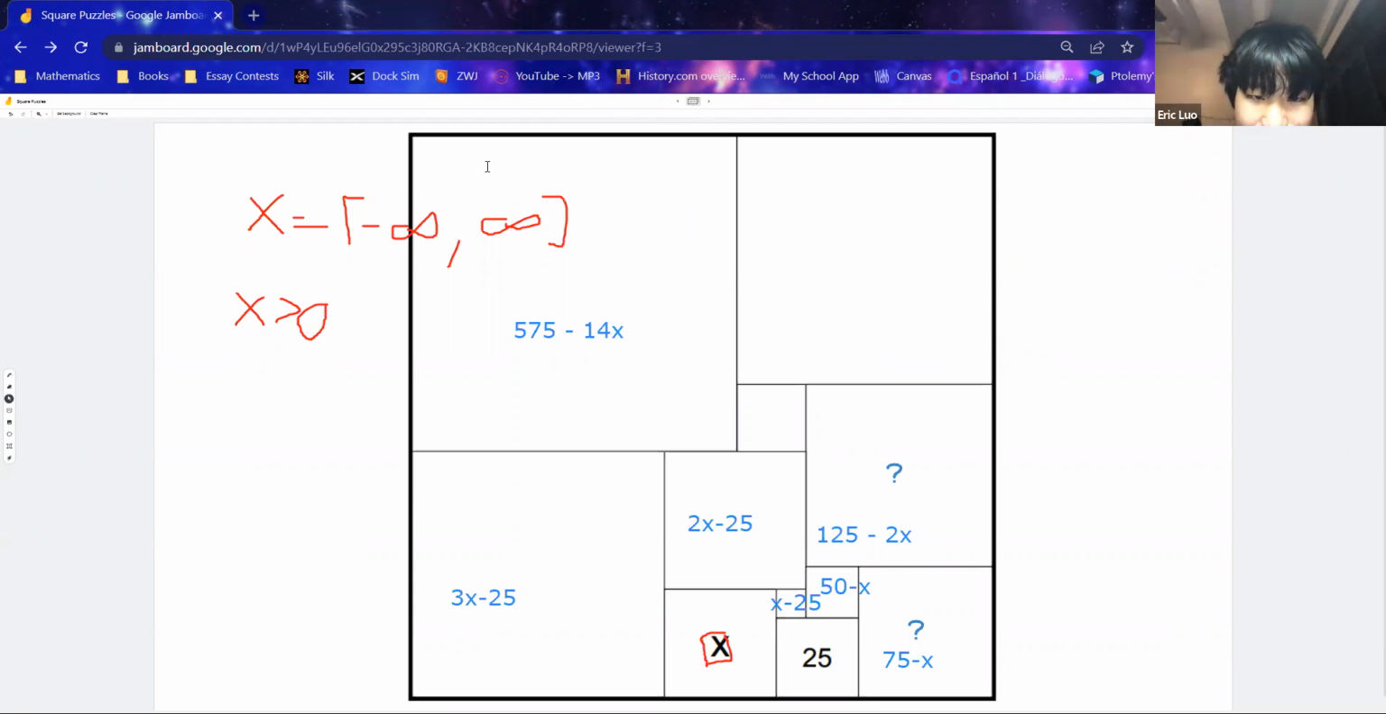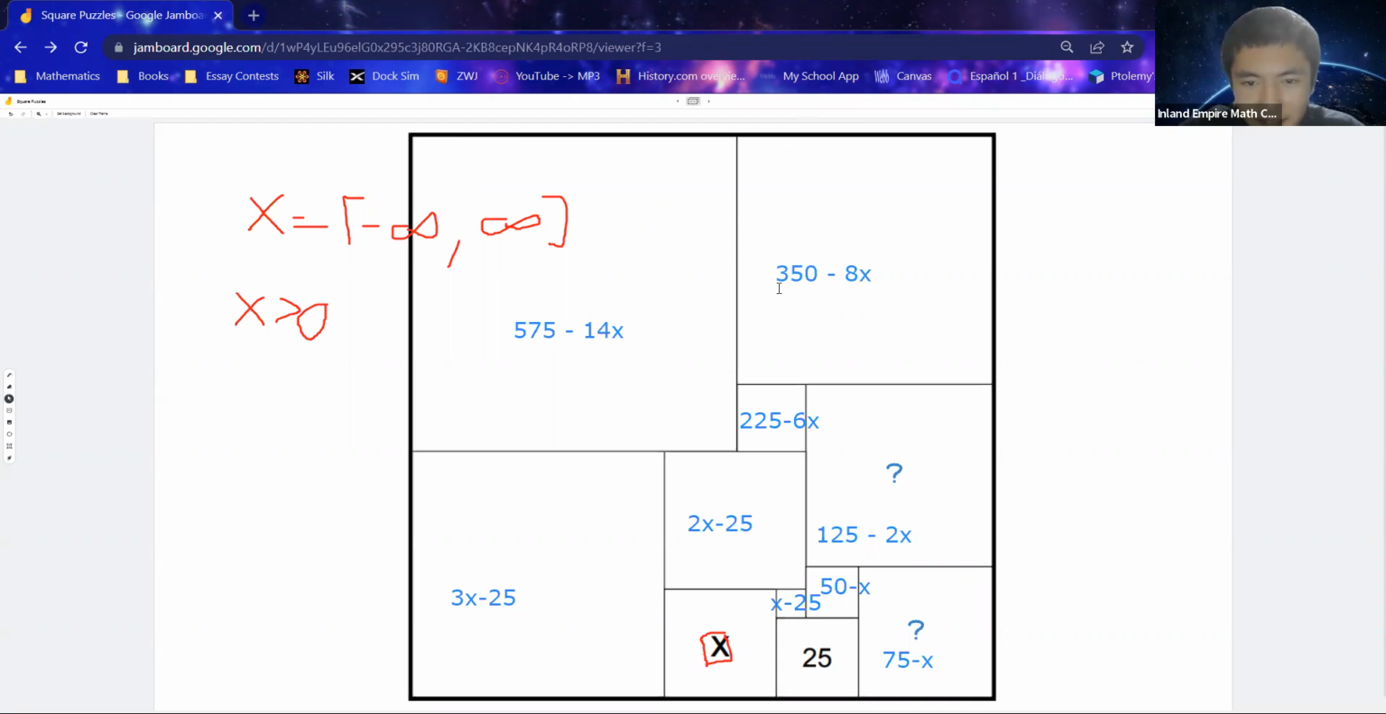But we also have all of these other lengths. Wait, what was this length again? Wait, how come all the lengths disappeared? Oh wait, I erased them. My bad. So that means that all these other lengths also have to be greater than 0. This 575 minus 14x must be greater than 0. 350 minus 8x must be greater than 0. 3x minus 25 also must be greater than 0.